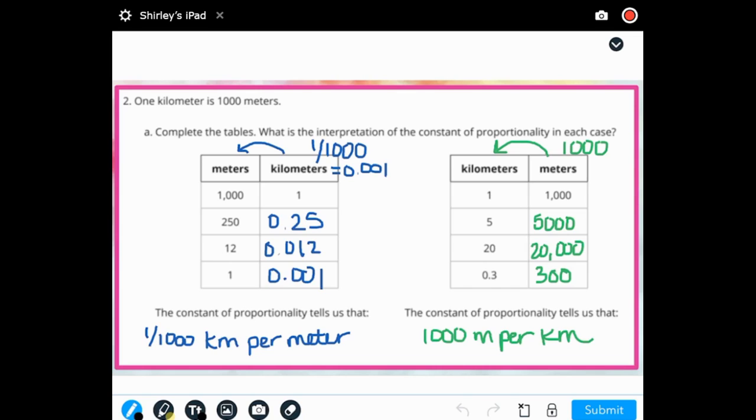When you're answering those bottom questions, the constant of proportionality tells us, think about what we've been talking about. Think about the centimeters to millimeters. I had 10 and 1/10. So think about what that might mean here for this problem.